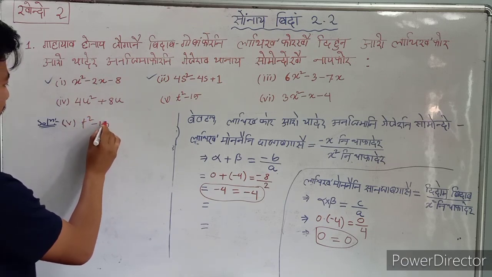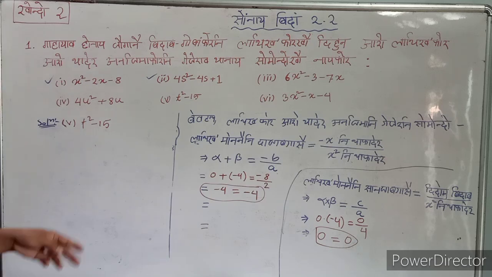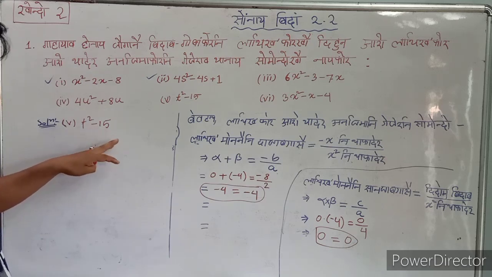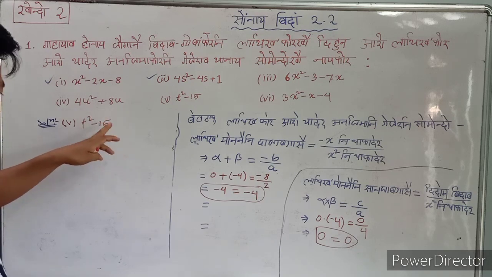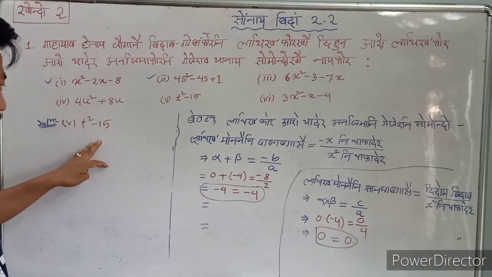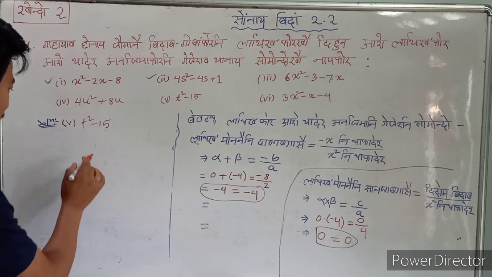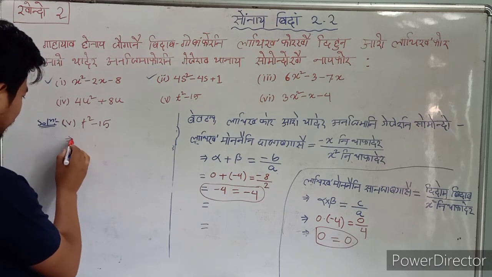T square minus 15. So we have T double here, coming back. The T square is different, a direct constant value. So we have B, and B is going to be the last one, because of the direct language.